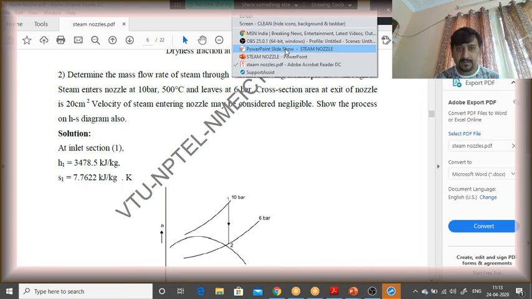Can anybody help me? Is there any person who is actually seeing this Mollier chart? Please reply. Anybody? Anybody using the... Rishabh? You are using it? No, it's not there in my data handbook. Very good. Anybody else who is using the data handbook? In the steam tables, at least, there is also a Mollier chart. Please check in the steam tables, it is there.